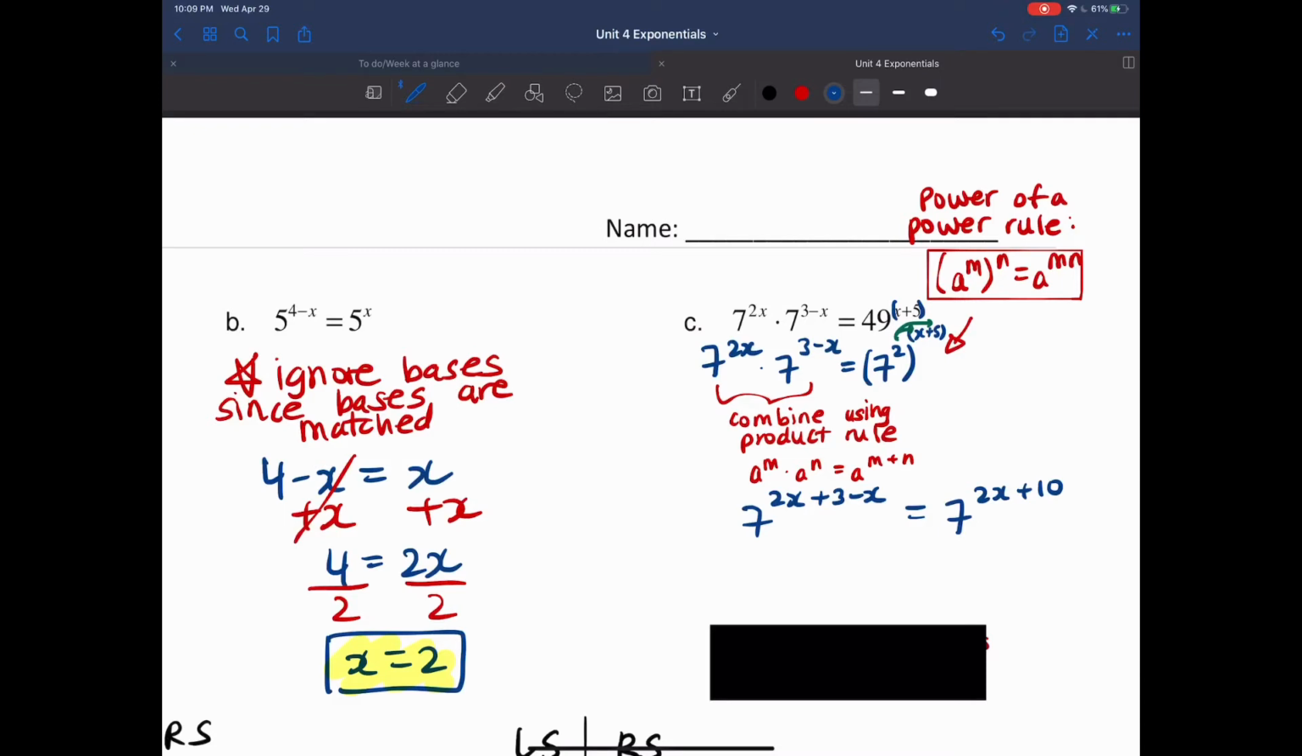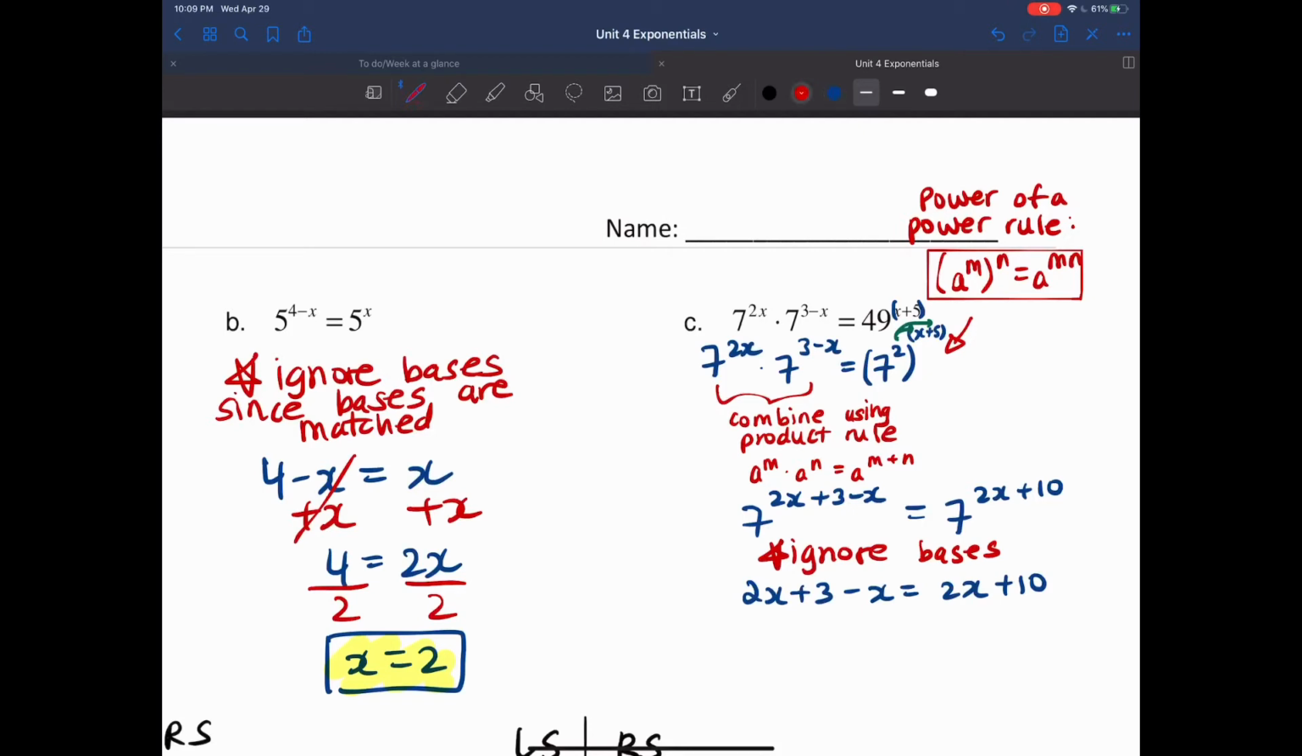Now that I have one term equals one term where the bases are equal, I can ignore the bases. I keep putting the ignore bases as a star because that's been the consistent message throughout this lesson. And so I'm going to just have 2x plus 3 minus x, and I can do that because the bases are matching. And this is what I get.